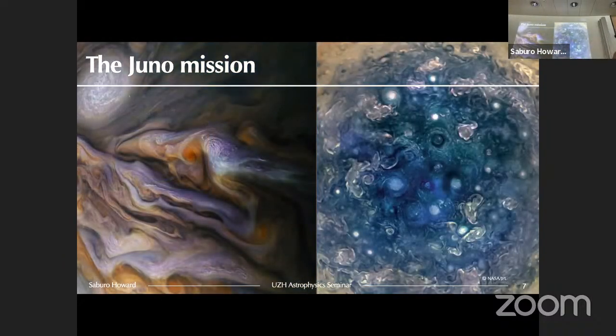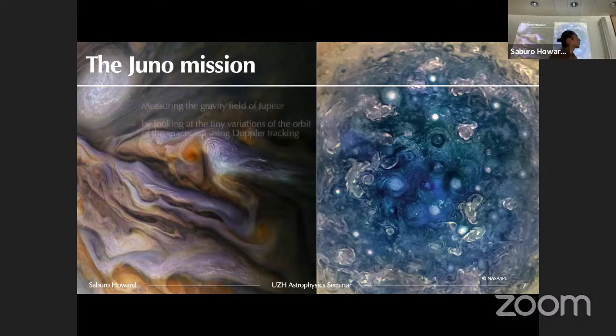So on the left, you see some clouds and winds and some dynamical processes that we observe at the surface of the planet. And on the right-hand side, you see the vortices that we observe at the poles of Jupiter. And so Juno is measuring, of course, many things, but what is interesting for us is that it is measuring the gravity field of the planet.